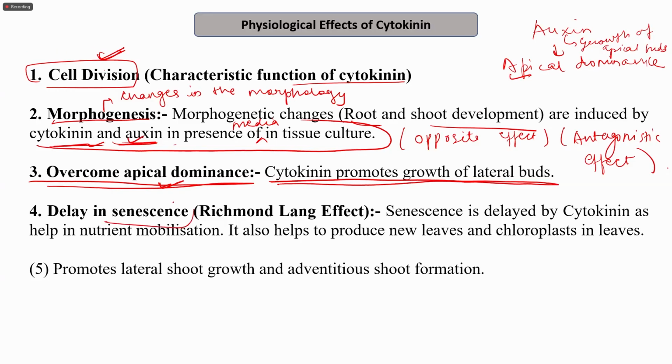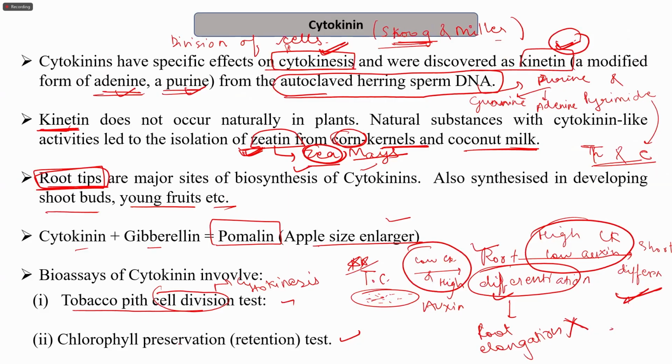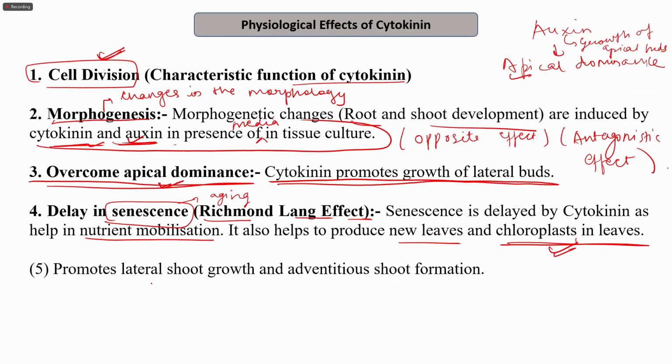Fourth is delay in senescence, which is known as the Richmond-Lang effect. So senescence means aging. Senescence is delayed by cytokinin as it helps in nutrient mobilization, and it also helps to produce new leaves and chloroplast in leaves. Therefore, since cytokinin helps in production of chloroplast in leaves, by the chlorophyll preservation test we can check the concentration or effect of cytokinin. Fifth one is it promotes lateral shoot growth and adventitious root formation, which is opposite of apical dominance.